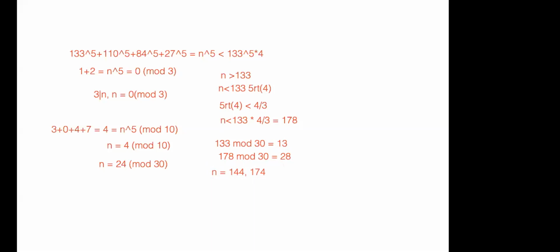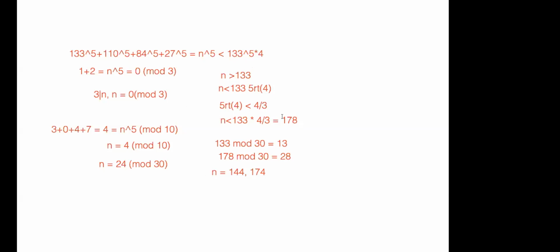So narrowing this one down is pretty easy. Let's take a look at this from another perspective. We know that 144 is a lot closer to this, while 174 is really, really close to this upper bound. In fact, 27 to the fifth is so minuscule in comparison to 133 to the fifth. We know it can't be this close to 178 to the fifth.